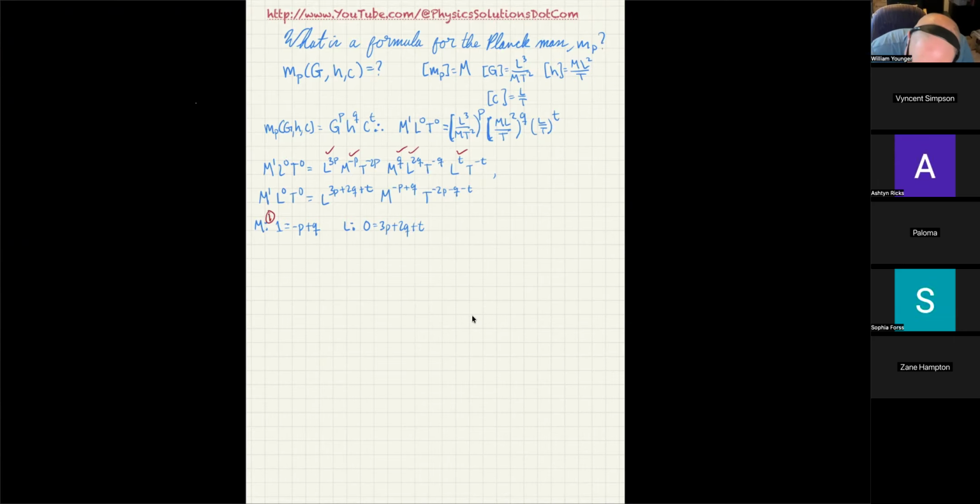Anybody see any mistakes? Hopefully you don't, but definitely watch out because a simple arithmetic or algebra mistake can ruin everything and make it really complicated. Now I do the t variable, and the t variable is raised to the zero power on the left, but it's raised to the negative 2p minus q minus t on the right, and that's going to be equation 3.